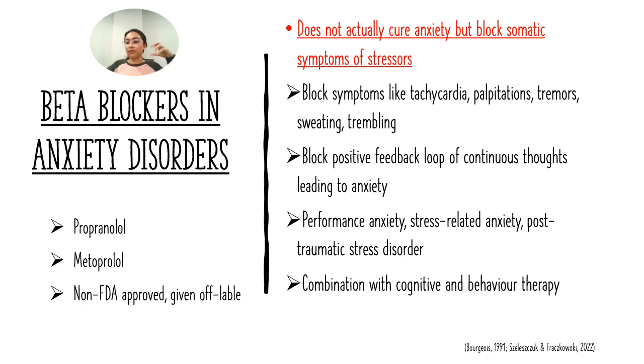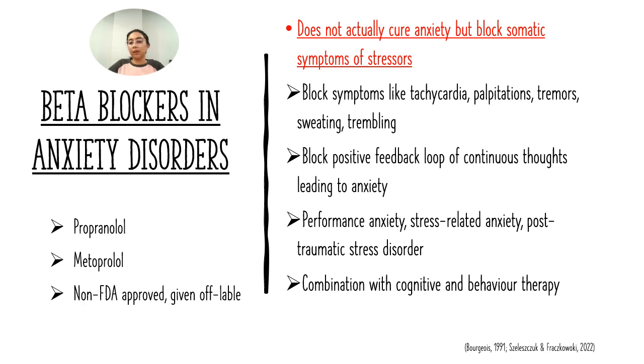When we are in a fight or flight response, the sympathetic nervous system is activated and it produces certain effects like increased heart rate, increased palpitations, sweating, movement of the body parts, tremors or trembling due to the stressors. So beta blockers have proven to block these symptoms.